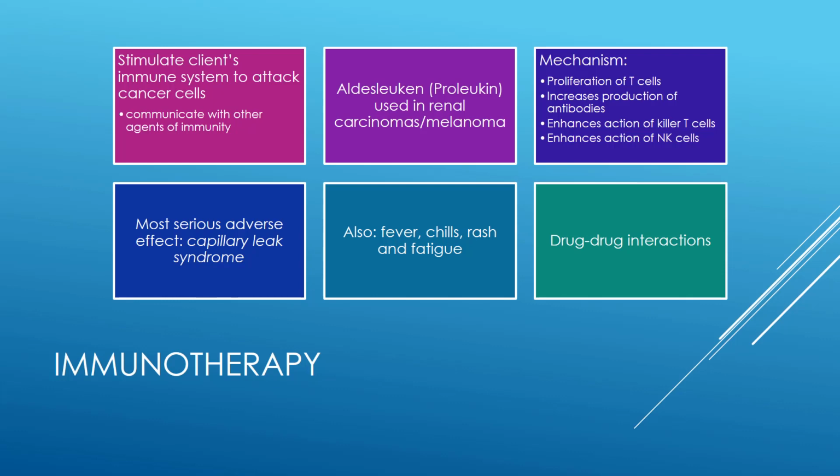Interleukins, like aldesleukin, also known as proleukin, stimulate the immune system to attack renal carcinomas and melanoma. There are several effects that these medications have in stimulating the immune system: proliferation of T cells, increased production of antibodies, enhanced action of killer T cells, and enhanced action of natural killer cells.